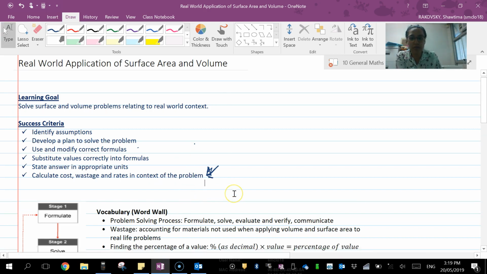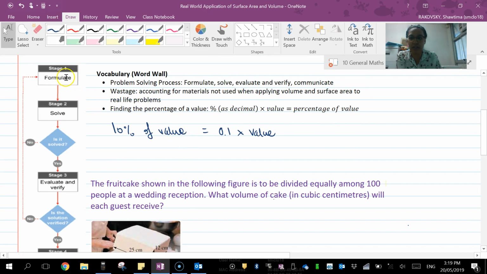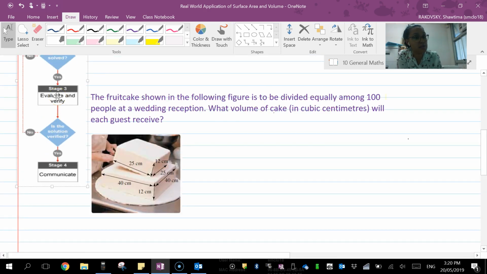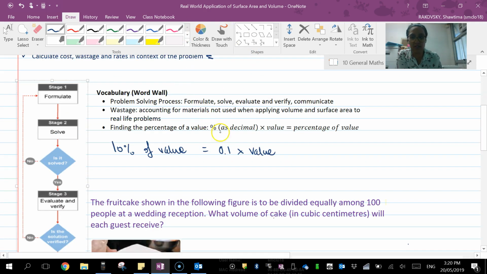All right, so your problem solving process, you should be familiar with that, is that you are going to formulate. So devise a plan. What is the question asking you to do, and what is the important information to help you solve that problem? Then once you have your plan, implementing it by doing the calculations, and then the second last thing is evaluate and verify. So did you solve the problem? Is your answer reasonable? What could you have done to ensure, or if not, go back and check your working out. And once you've got a solution that you think is reasonable, then you're going to communicate, so in the context of the problem.